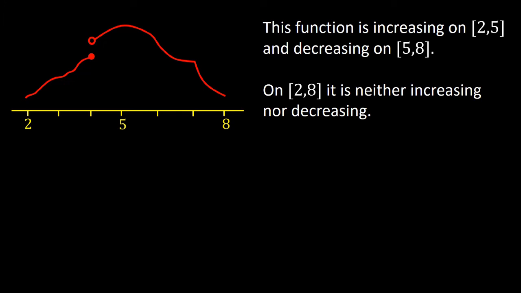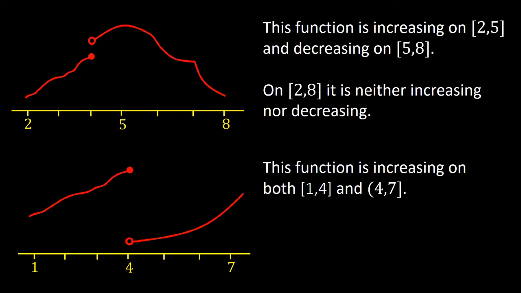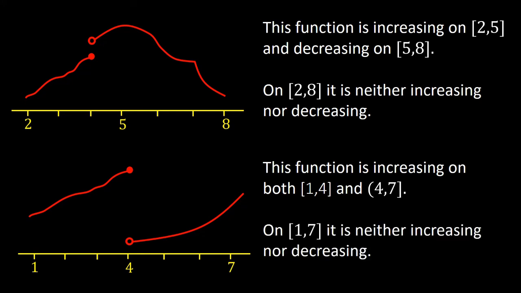You have a function that is, overall, neither increasing nor decreasing. But on some certain intervals, it could be increasing or decreasing. Now here's a function that is defined on the interval from 1 to 7. It's increasing on the first part, on the interval 1 to 4. It's also increasing on the interval from 4 to 7, but it is not increasing or decreasing on the entire domain. It's neither increasing nor decreasing.